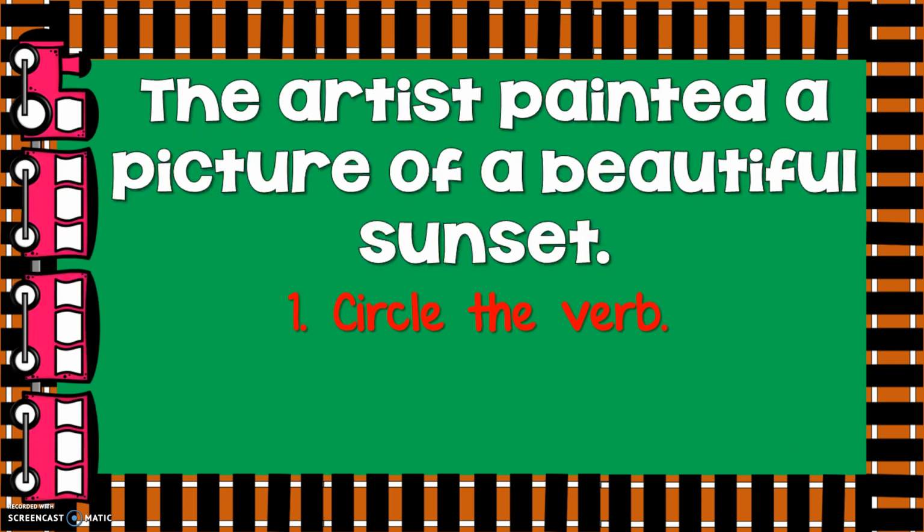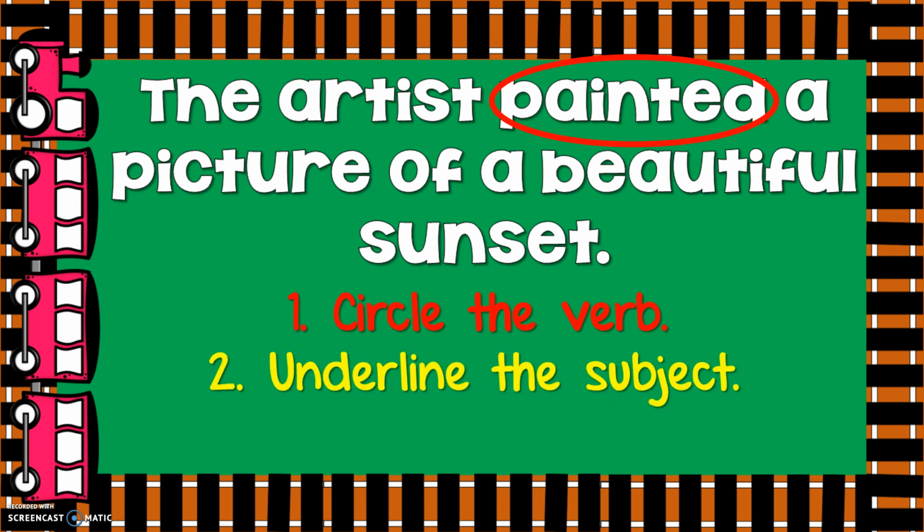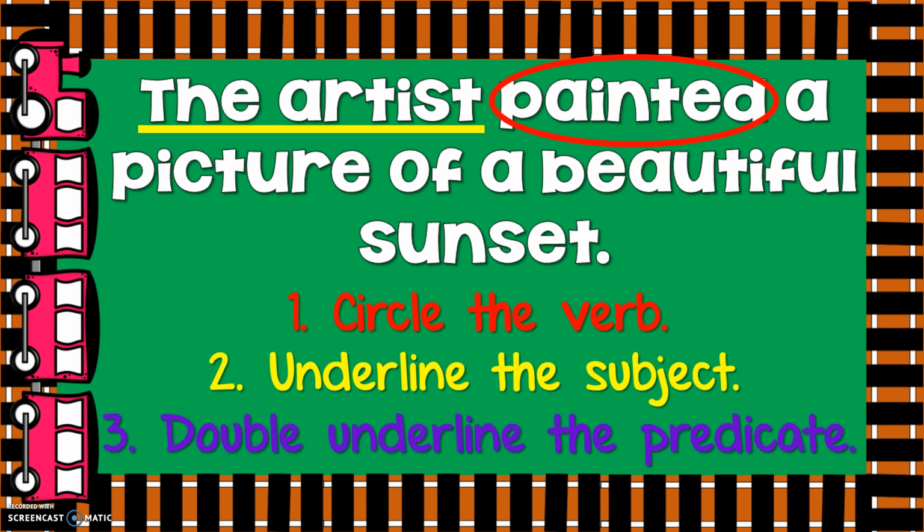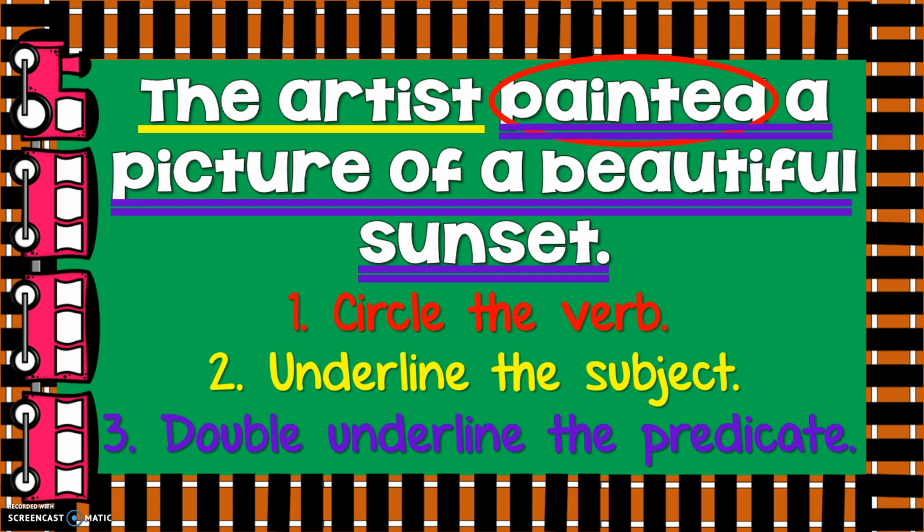Next sentence, the artist painted a picture of a beautiful sunset. Please circle your verb. If you circled painted, very good. Next, we're going to underline our subject. Who or what is the sentence about? I know you got it already. The artist, very good. And the last part, double underline your predicate, the complete predicate. If you underlined painted a picture of a beautiful sunset, you are correct.